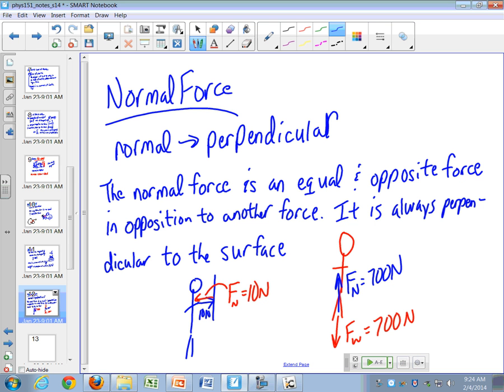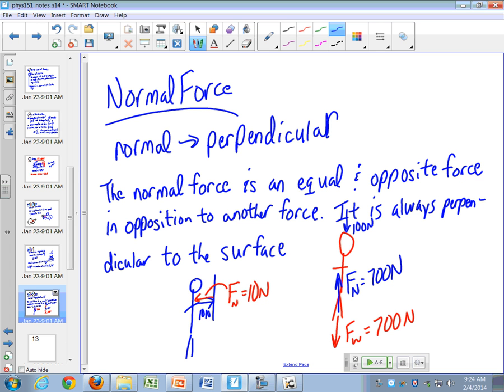Or if I have a higher weight, or if somebody is pushing down on top of my head, say somebody is pushing down here on top of my head with 100 newtons of force, what is going to be the normal force now? What is it? No, it's going to be 800.